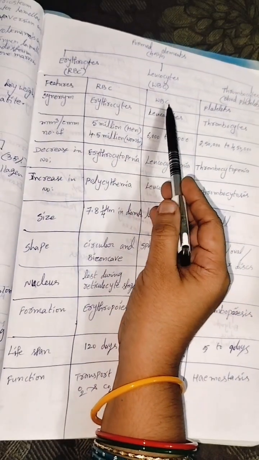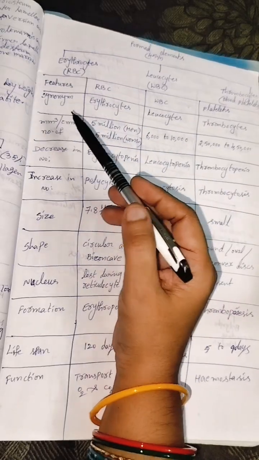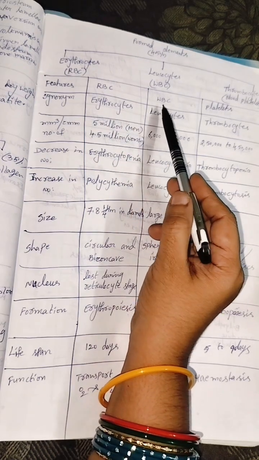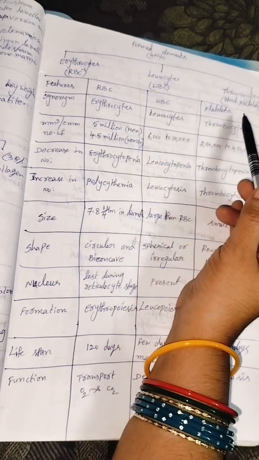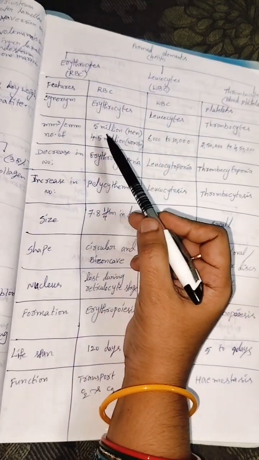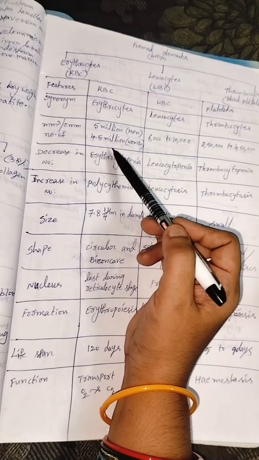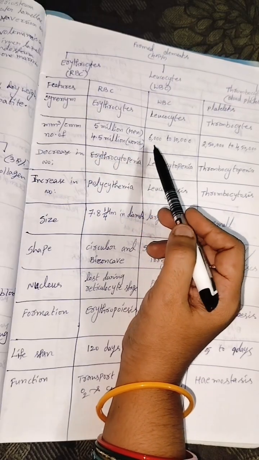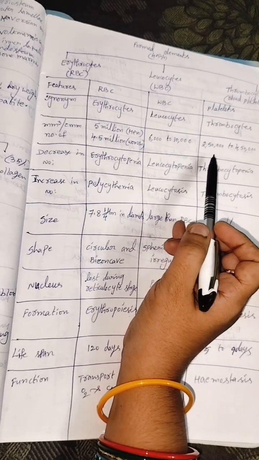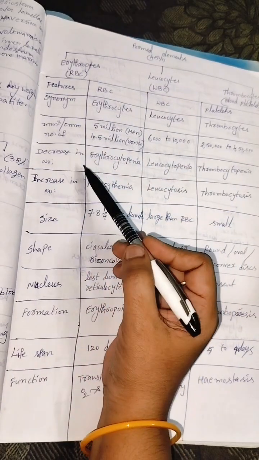RBC, WBC, platelets. So what are the features of these three cells? First one, synonym. RBC synonym is erythrocytes, WBC leukocytes, platelets called thrombocytes. Number of cells: RBC 5 million in men, 4.5 million in women. WBC 6,000 to 10,000, platelets 2,50,000 to 4,50,000.